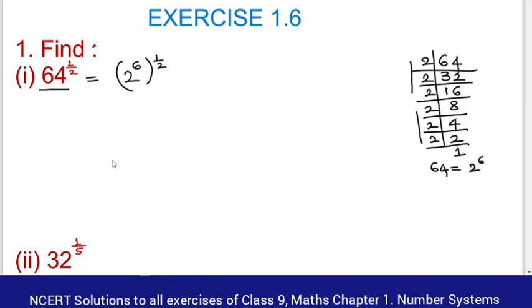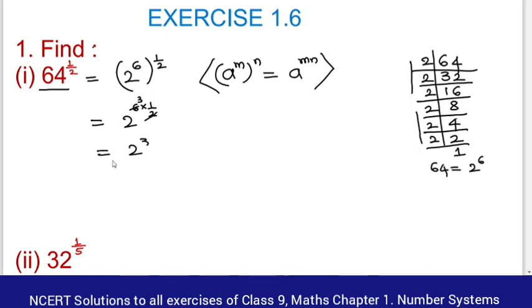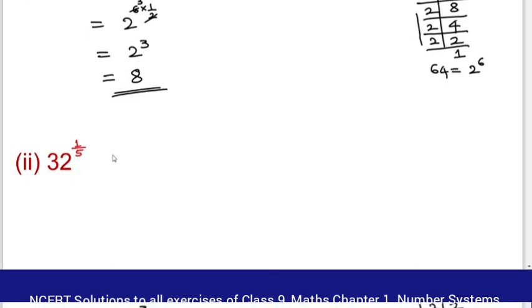Again, power given is 1 by 2. We know the formula that a raised to m to the power n is equal to a raised to m into n. So the same formula we will be using here. 2 raised to 6 into 1 by 2. 2 threes are 6, the 3s get cancelled. Remaining is 2 to the power 3. So that is equal to 8.